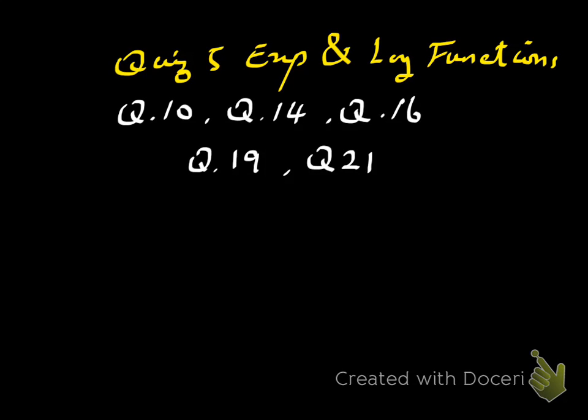Right, this is quiz 5, and it's about exponential and log functions. In here, there are 5 questions that some of you got wrong, particularly question number 19 and number 20, and number 21. So please look at these carefully.